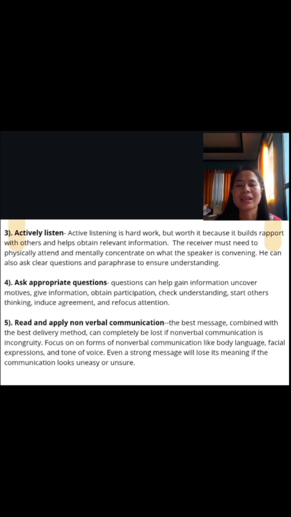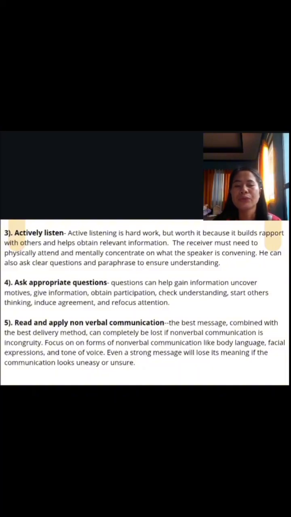Third is active listening. Active listening is hard work, but worth it because it builds rapport with others and helps obtain relevant information. The receiver must physically attend and mentally concentrate on what the speaker is conveying. He can also ask clear questions and paraphrase to ensure understanding. Fourth is ask appropriate questions. Questions can help gain information, uncover motives, give information, obtain participation, check understanding, start others thinking, induce agreement, and refocus attention.